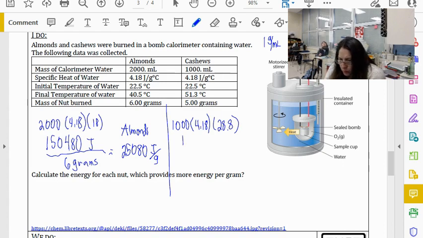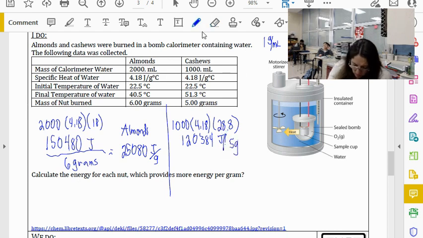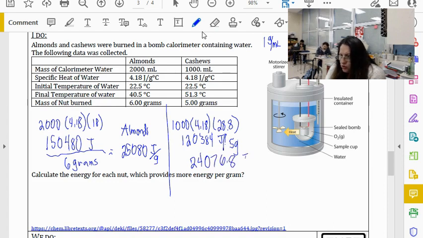So I ended up with 120,384, and that's going to be joules per gram. Or per, not per gram, per what? 5 grams, yep. Per 5 grams. So now I need to divide that by 5, and I get 24076.8 joules per gram. So which one's better? Almonds will give you more energy per gram.